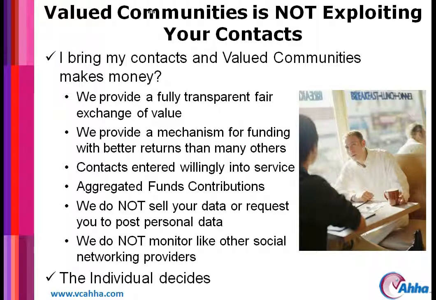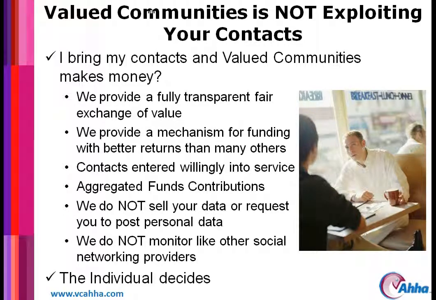We've talked at length about how we do not sell your data. We're not requesting you to post your personal data. And we've talked at length about how we do not monitor you like a lot of other social networking providers. It comes back down to individual choices. If, as an organization or a group, you're not happy and you feel more comfortable being a standalone island, that is entirely your call.